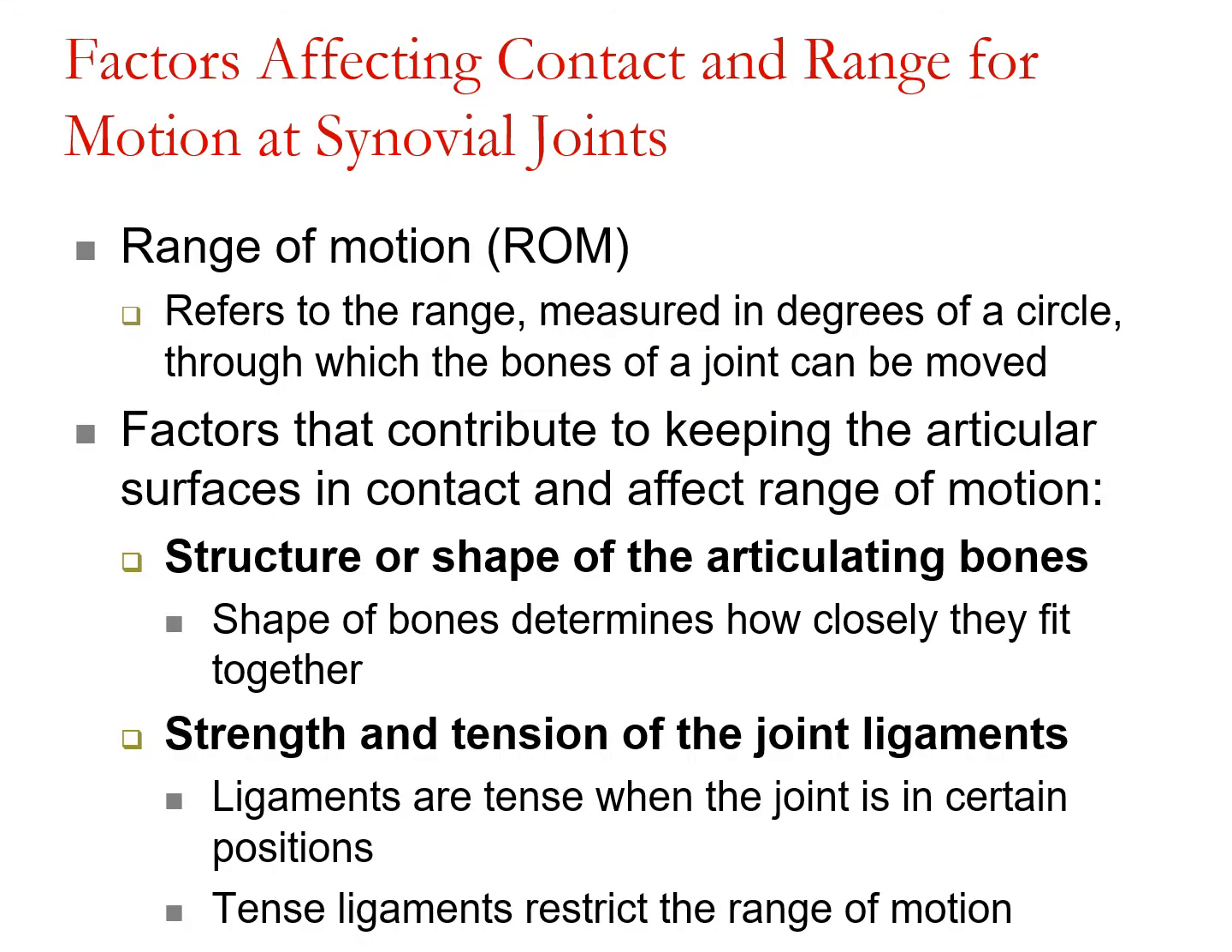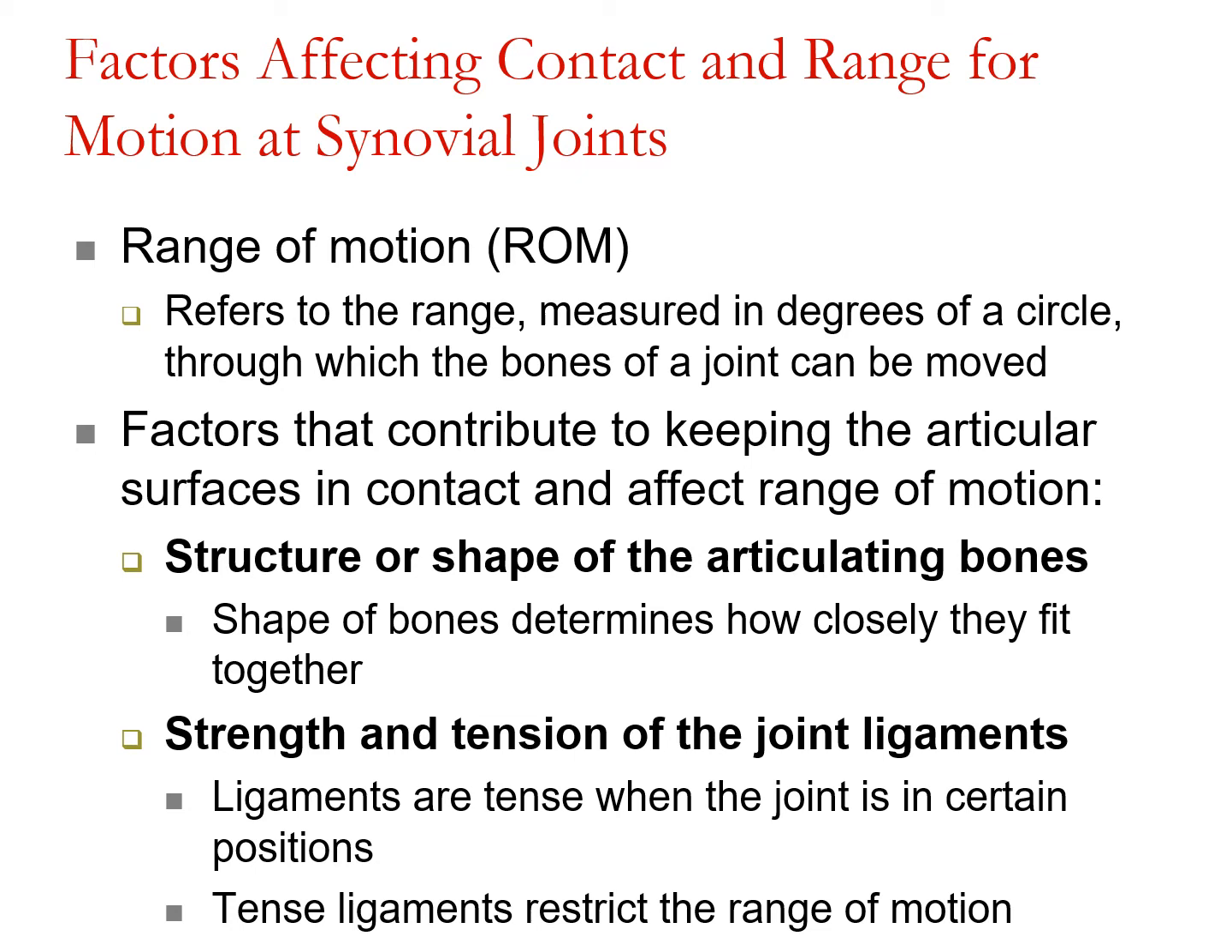All right, we're finishing up this unit. Let's consider factors that affect range of motion. So range of motion, often abbreviated ROM, refers to the range through which the bones of a joint can be moved, and the range of motion is measured in degrees of a circle.